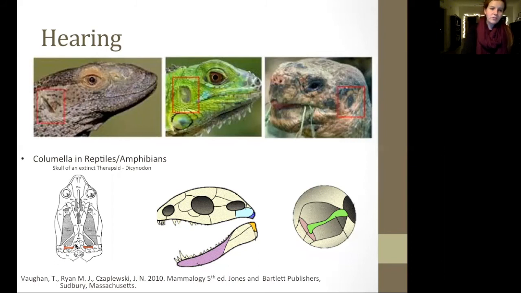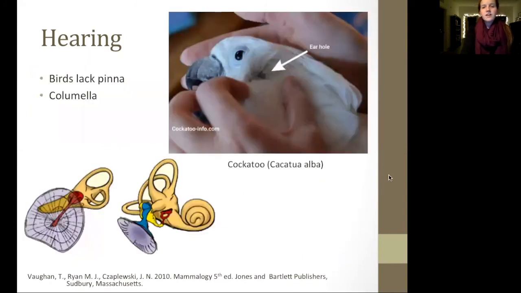If you look in the skull of the extinct therapsid, you can actually see them in red. Birds are actually very similar as well. They have this columella here, and this is the mammalian ear. So you can see all the stapes, the malleus and the incus there.